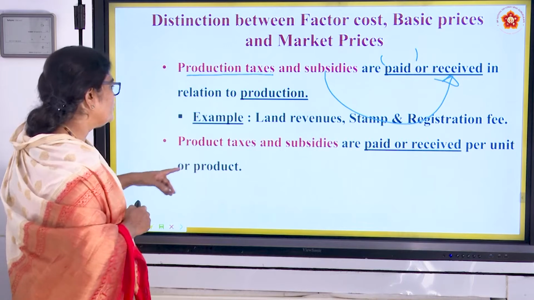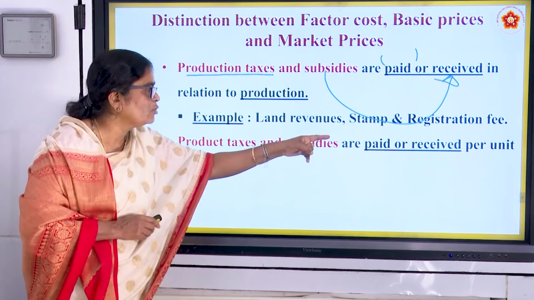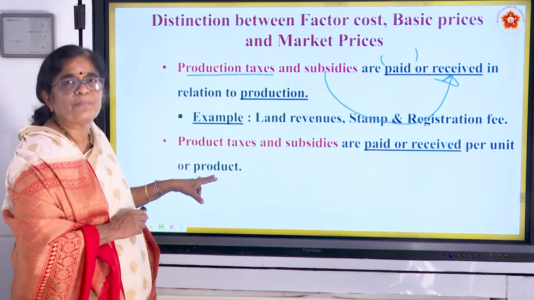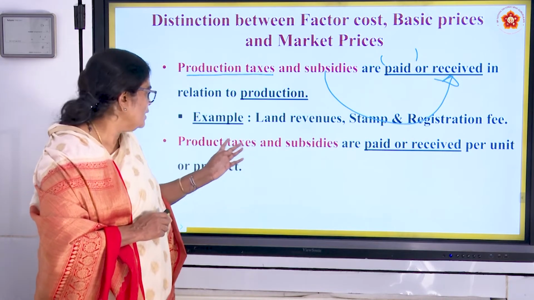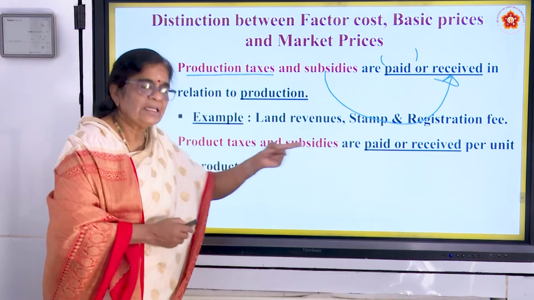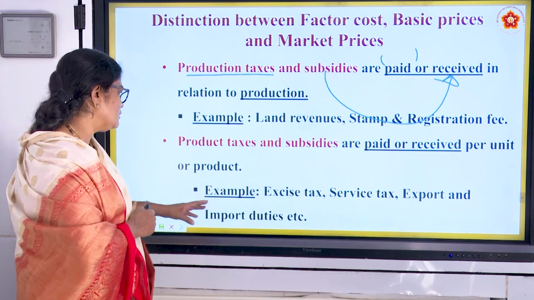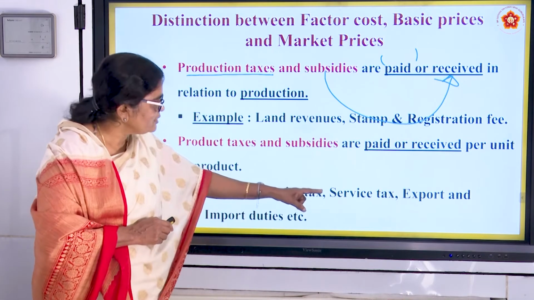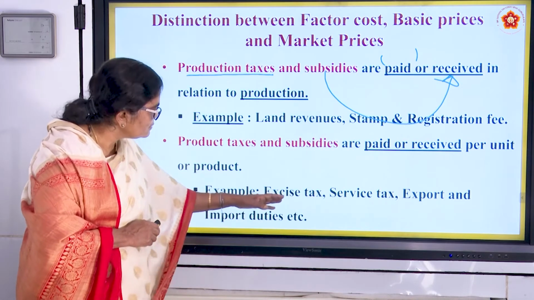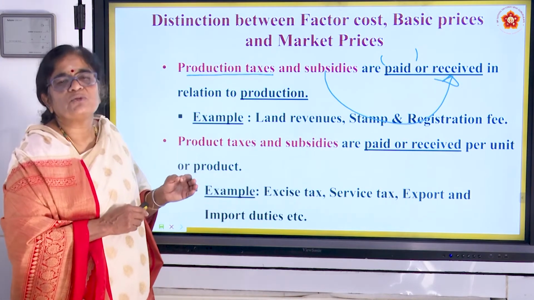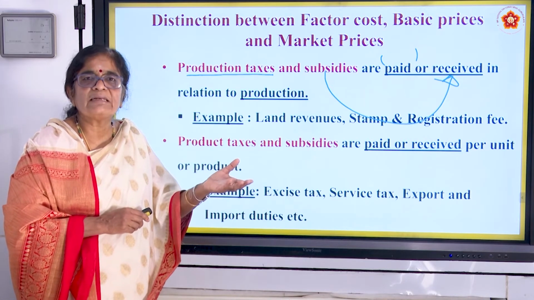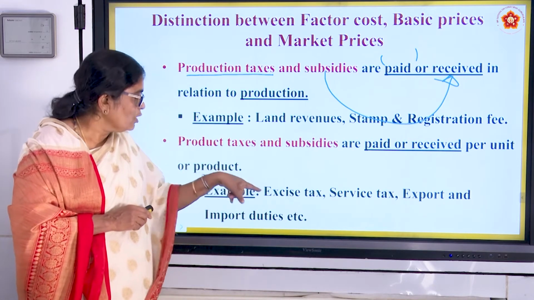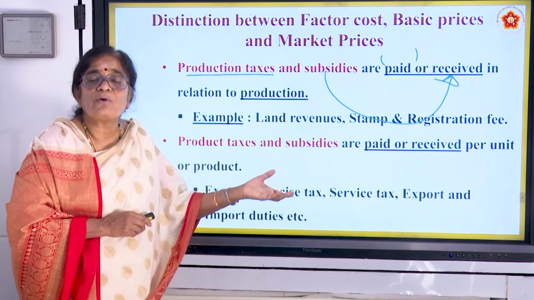And the next one, product taxes and subsidies are paid or received per unit of product, per unit of commodity. That is, product taxes mean taxes are paid, subsidies are received. Examples are excise tax and service tax; these are the product taxes. Excise tax is for specific goods. For instance, when we buy liquor or tobacco cigarettes, we have to pay this tax. Therefore, the cost will be more.